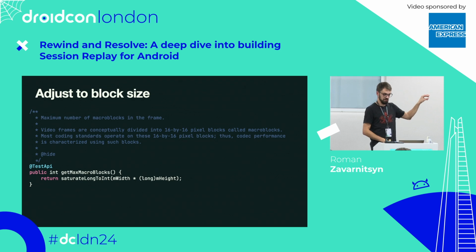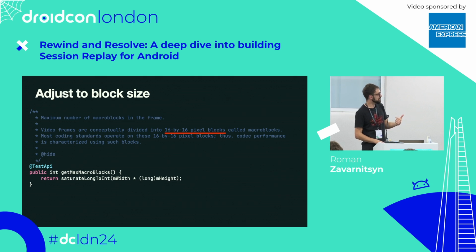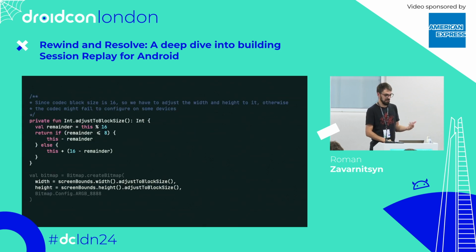This is taken from AOSP. The important part here is that video frames are conceptually divided into 16 by 16 pixel blocks, which means the resolution of the video has to be divisible by 16. I didn't know that, and it was just randomly failing. So after discovering this, I went to our code where we specify the screen size, and we had to adjust it to this block size, so it's always divisible by 16.